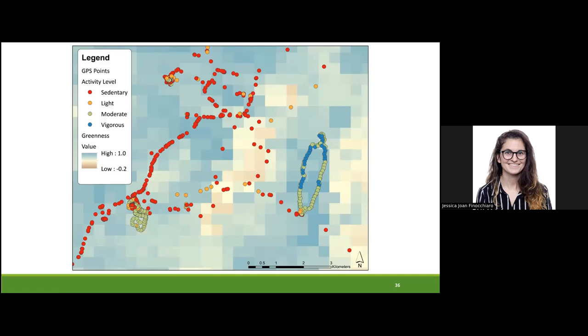So now we can look at, for instance, this person had a bout with moderate or vigorous physical activity, and it occurred in more green space. So we can look at, are people more active in greener spaces? A lot there. But I want to talk to you more about this. Again, this is a pilot, but we're trying to scale this up.